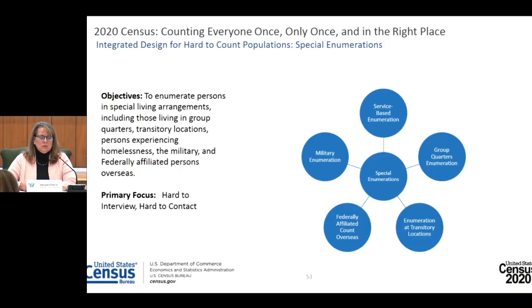And the enumeration at transitory locations, where the populations we enumerate are highly mobile and do not have a usual home elsewhere. Transitory locations include campgrounds, recreational vehicle parks, marinas, hotels and motels, racetracks, circuses, or carnivals. From a hard-to-count framework perspective, our focus is on the hard-to-contact and hard-to-interview segments.